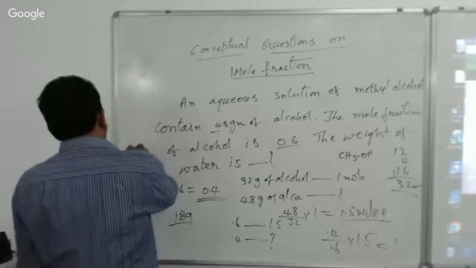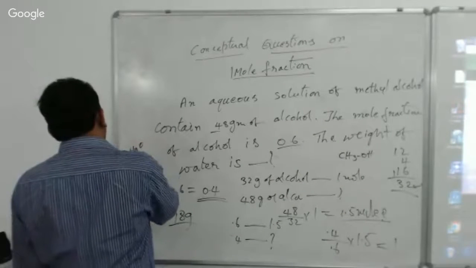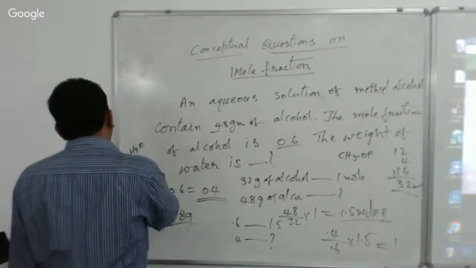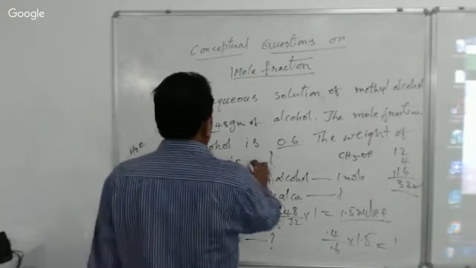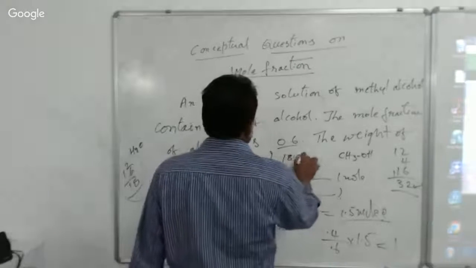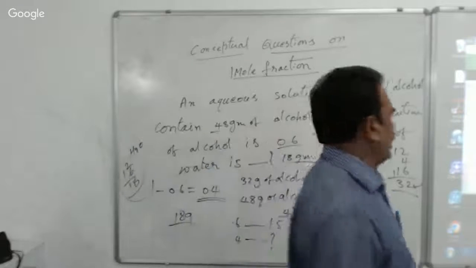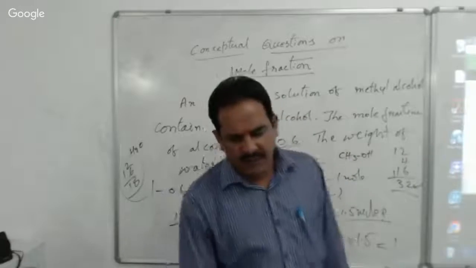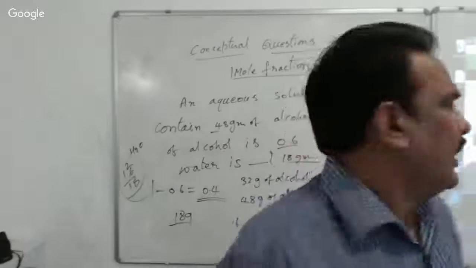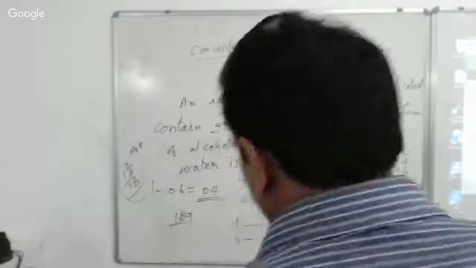So 1 mole of water, H2O, is 2 plus 16, it's nothing but 18. So the weight of water is 18 grams. Answer is 18. You followed it? What I am doing? Just look at the problem.